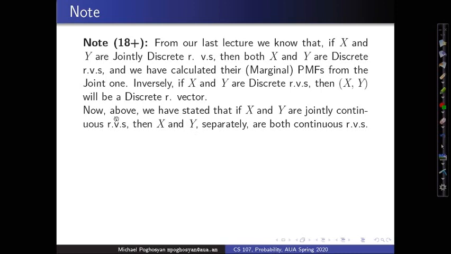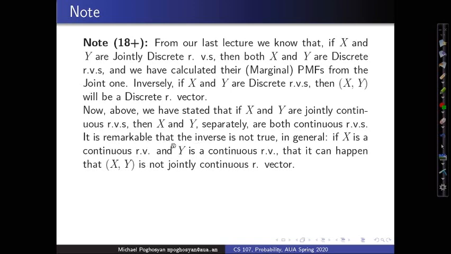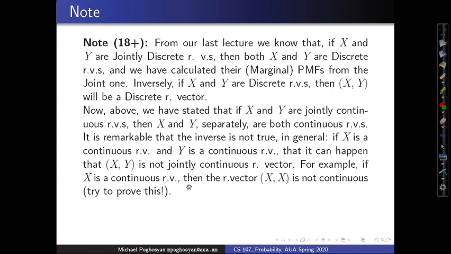What I mean by that: above we have stated that if x and y are jointly continuous random variables, then separately x will be a continuous random variable and y will be a continuous random variable. But it is important that the inverse is not true in general. If x is continuous and y is continuous, then it can happen that the pair xy is not a jointly continuous random vector. For example, if x is a continuous random variable, then the random vector xx, so y is equal to x, will not be jointly continuous. You can try to prove this.